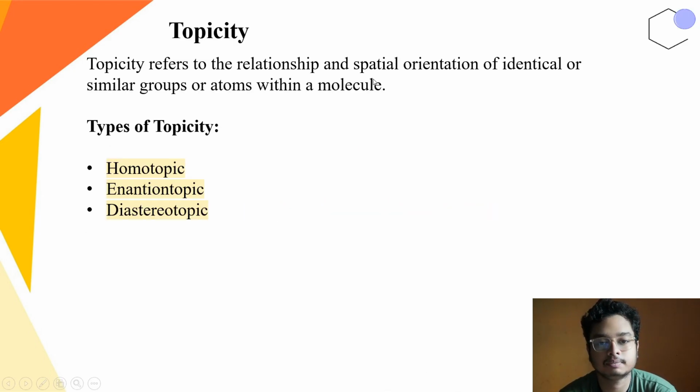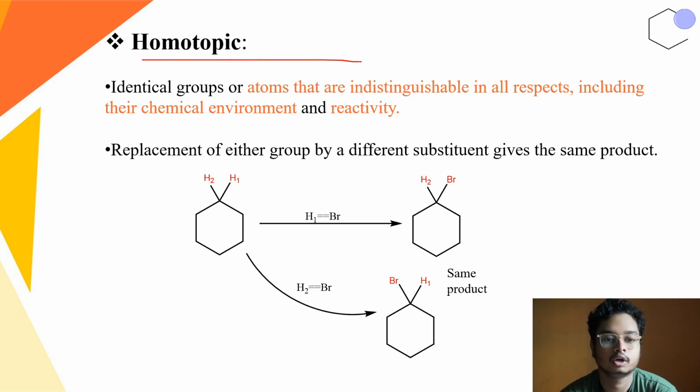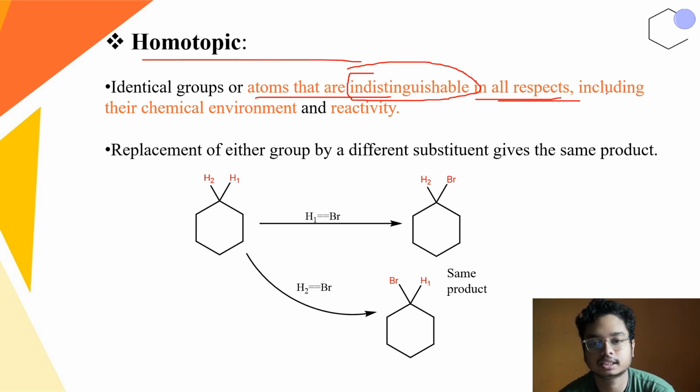Topicity refers to the relationship and the spatial orientation of identical or similar groups of atoms in a particular molecule. Okay. And there are three types of topicity that are the point of interest: homotopic, enantiotopic, and diastereotopic. So we are looking into that topic. Okay. So first is the homotopic. Homotopic groups or atoms are identical and indistinguishable, that is very important, indistinguishable in all respects, including their chemical environment and reactivity. Okay. And replacement of either group by a different substituent gives the same product.